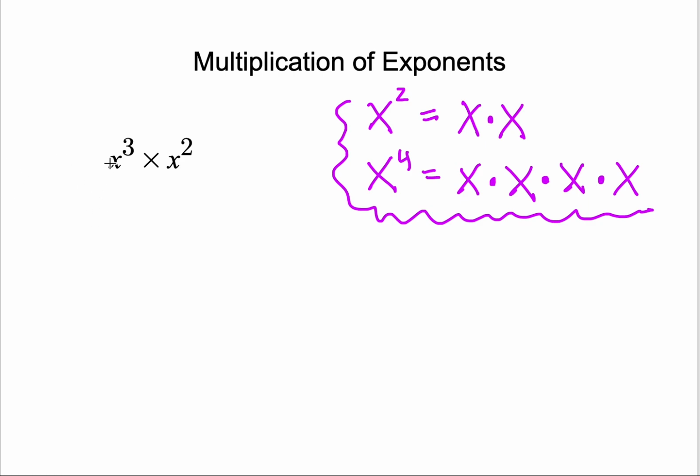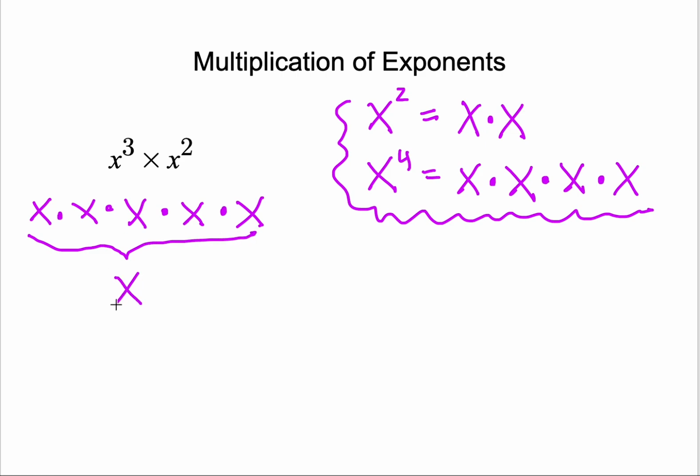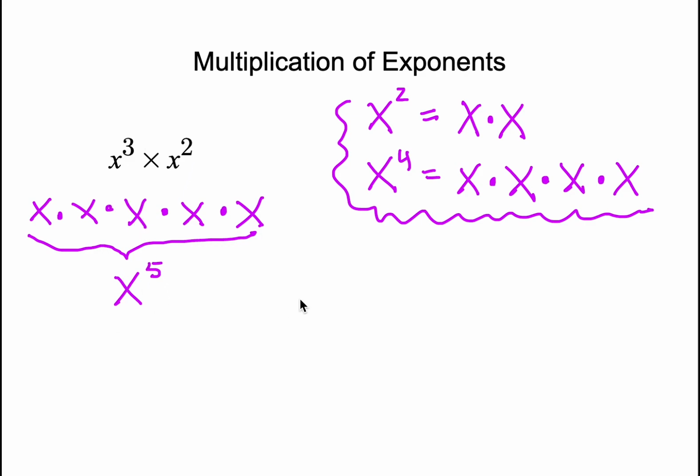So if you look here, we have an x cubed. X times x times x. And those x's are being multiplied by x squared. So another x times x. How many total x's do we have now? There are 5, which is the simplified version of x cubed times x squared.